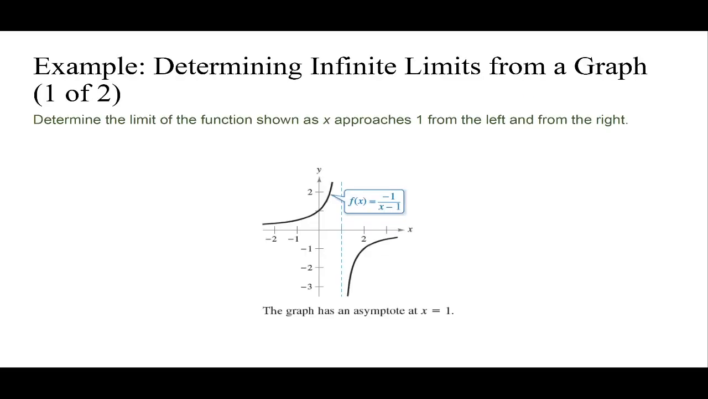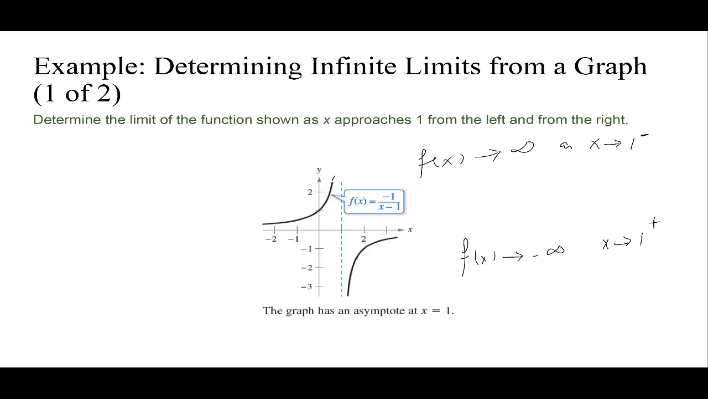One example here, let's take the function f of x, which is negative 1 over x minus 1. When x approaches 1, as you can see here, from the right side, the function is going down, it's decreasing. That's why the function approaches negative infinity if x approaches 1 from the right side. Similarly, when x approaches 1 from the left side, the function is going up, it's increasing.